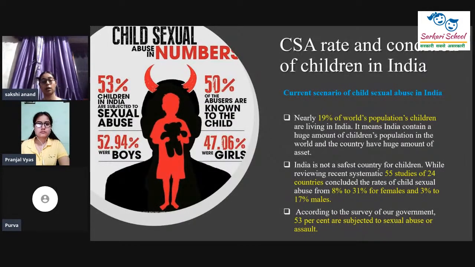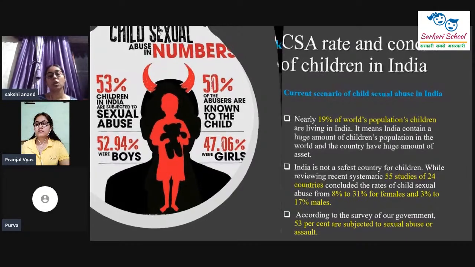apart from this fact, India is not the safest country for children, as according to a study we can see that 8% to 31% of females and 3% to 17% of males face these kinds of abuse on a daily basis. And according to the government survey, 53% of children face child sexual abuse or assault on a daily basis.